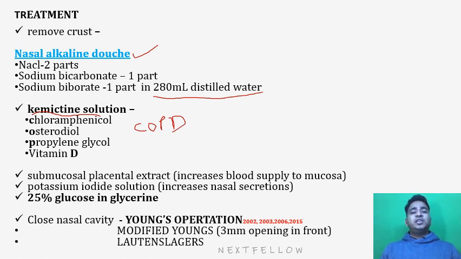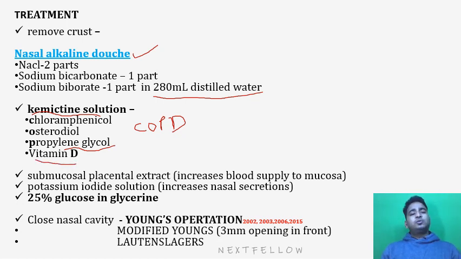It is made up of C, which stands for chloramphenicol, which is an antibiotic. O stands for estrogen. We know the estrogen deficiency will cause atrophic rhinitis. That is a contributing factor. So O stands for estradiol, or we can say estrogen. P stands for propylene glycol, which is a hygroscopic agent. So P stands for propylene glycol, and D stands for vitamin D.